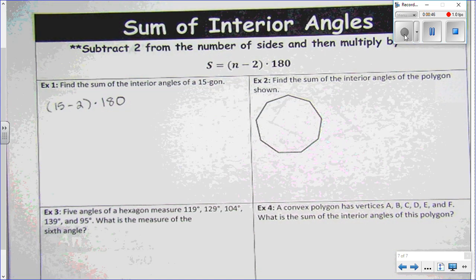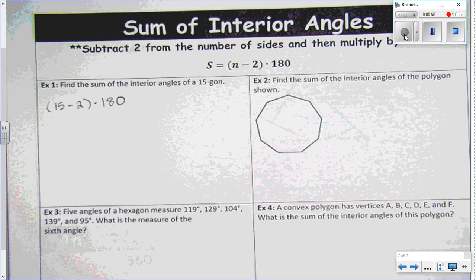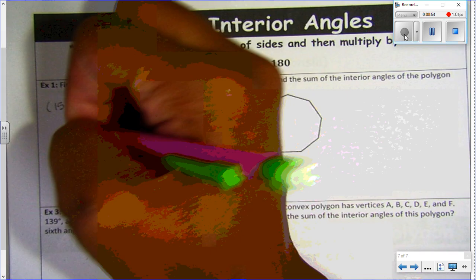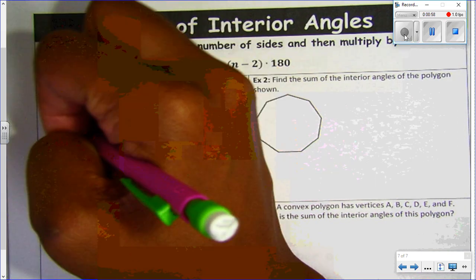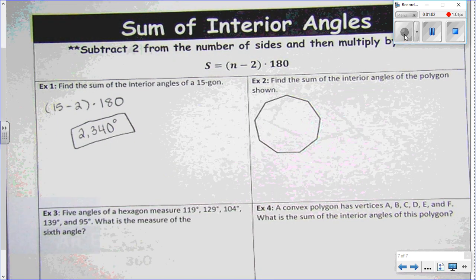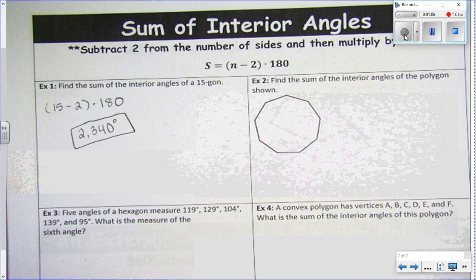So we remember that this 15 minus 2 gives us the number of triangles, and then you take the number of triangles and multiply it by 180. And in this case, we get 2,340 degrees. So all the angles of a 15-gon will add up to that. Everybody okay with that?